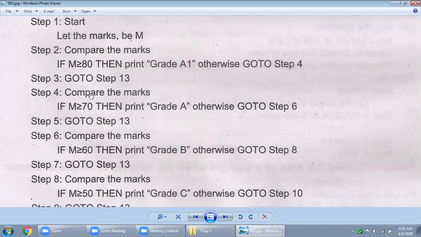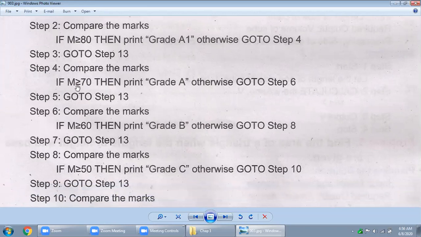Check step 4, compare the marks. Let's say I give the marks, for example, 66. Now I am checking a student getting 66 marks in the examination, and we are checking in which grade he lies. So for 66, is this condition true or false? Obviously false. Now the next step, go to step 4. Compare the next one.